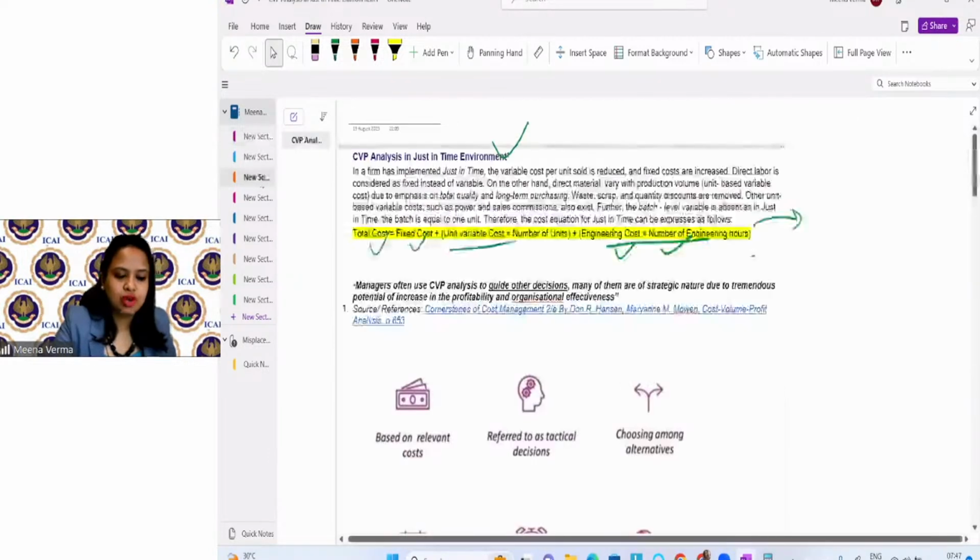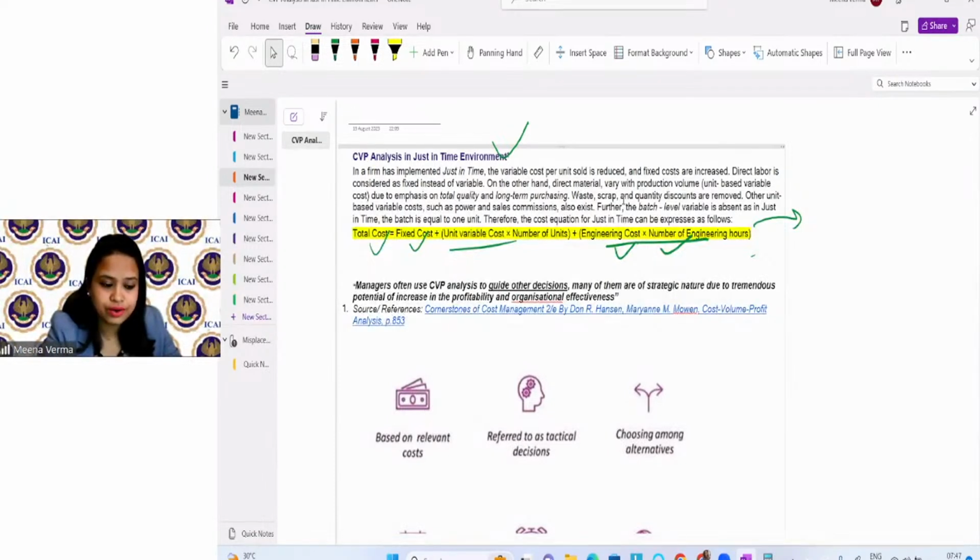So this will be your cost equation. In case of just-in-time system, you are classifying entire cost of the company in this way. Okay, variable cost plus fixed cost plus engineering cost. Total engineering cost will be considered separately, because in just-in-time system, our focus is to implement the just-in-time system, and that may require extra engineering cost. So this cost should be separately mentioned. So this cost they have separately mentioned.